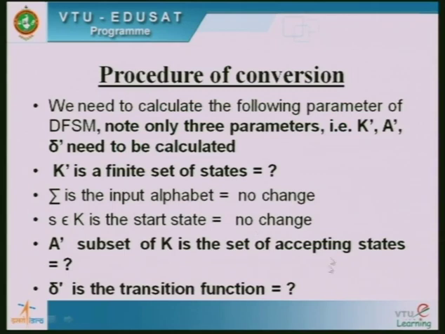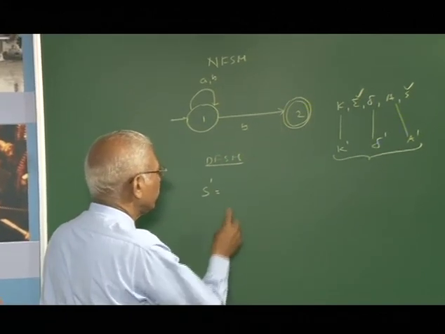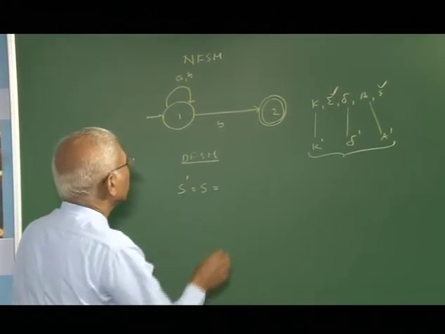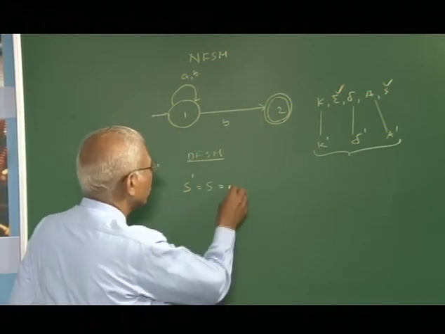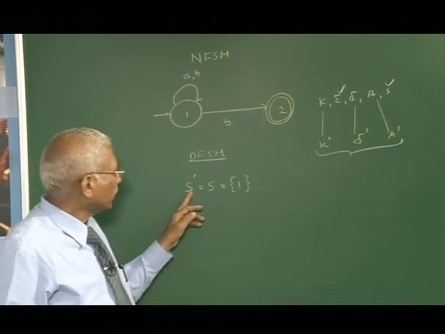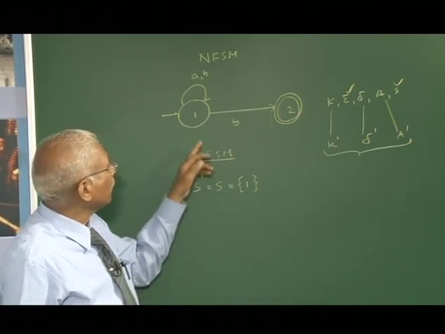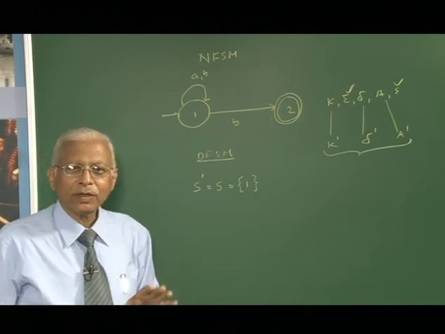Now, the no change, this is what I have already explained. Okay. Now, the next is to start with a start symbol. That means you have to say that the start state of this is nothing but the start state of this. Now, what is the start state of this? It is 1. The only thing is we write it as a set here. So, the start state of the deterministic machine is the same as the start state of the non-deterministic machine. Therefore, it is equivalent to 1. This is where we start.